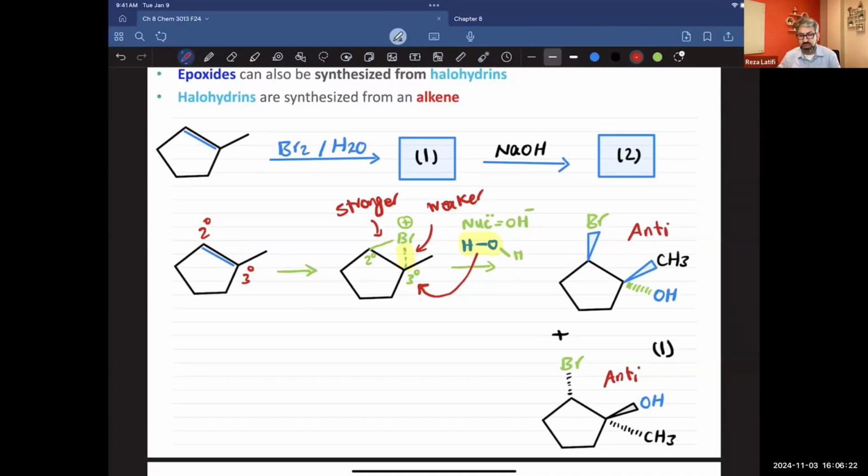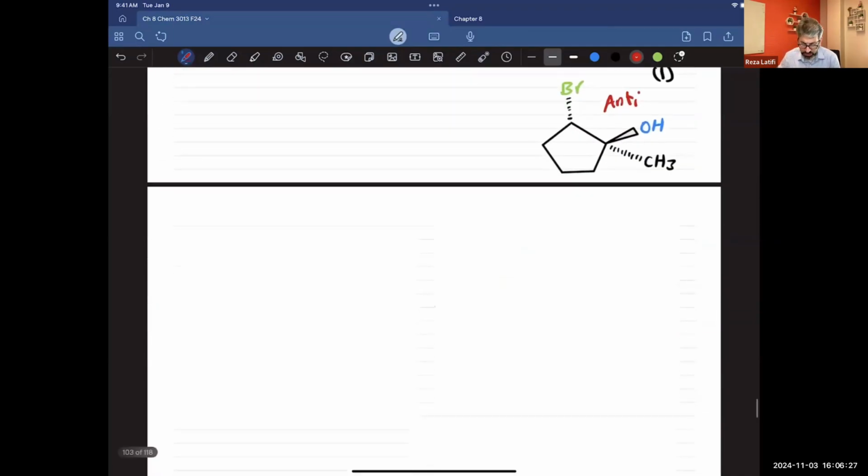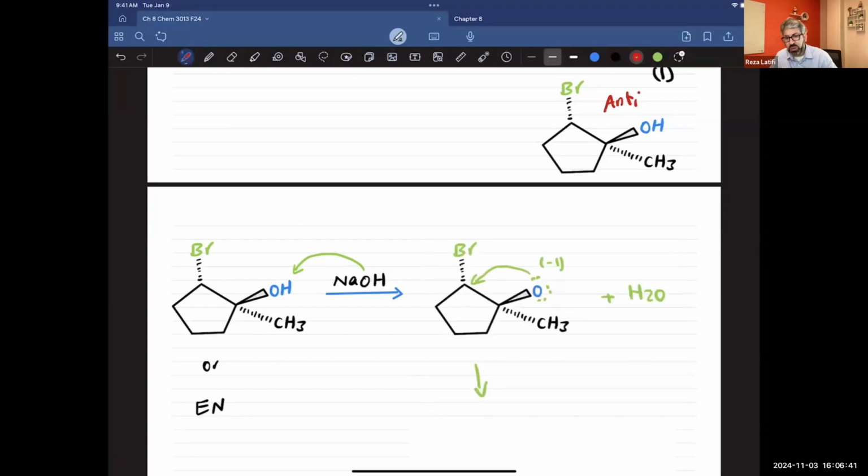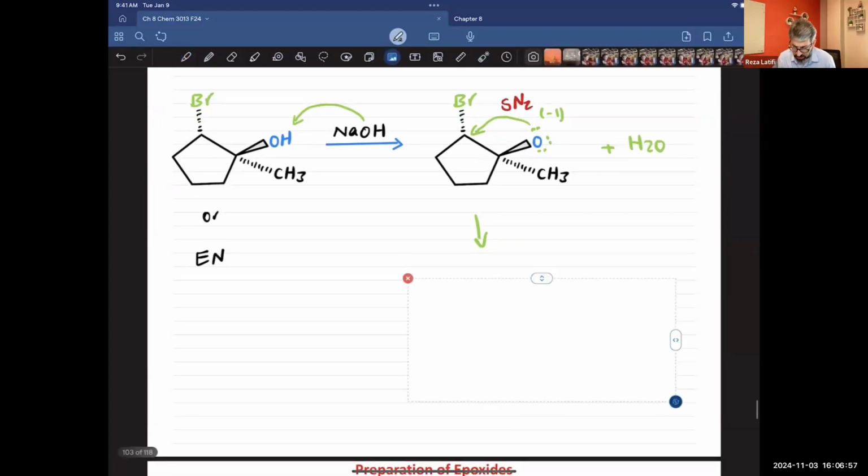Now I'm going to take one of these and treat it with a strong base. It doesn't matter which one. The base is going to go after the acidic H and take that one. Then the O with a negative charge will kick the bromide out of the system. So now that I have O with a negative charge, it will attack the carbon bearing the bromide, and this is going to be an SN2 reaction, so we will have inversion there. The bromide will leave the system, and we get water, and this is going to be the product.